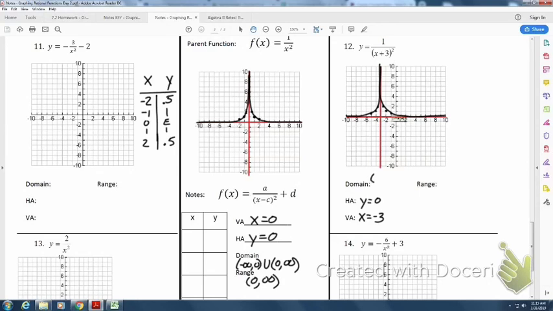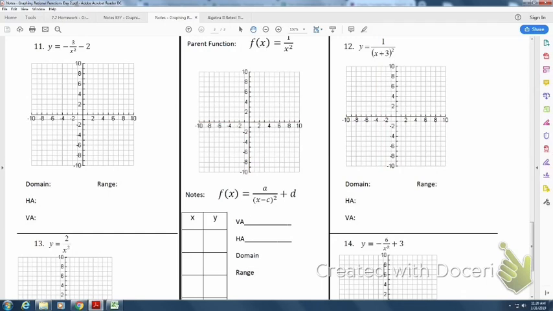Alright, so this is what you should have gotten. Sorry, domain should have 3, not 0 in there. Okay. So do we not have the whole formula? Okay, so let's go down and look at 13.